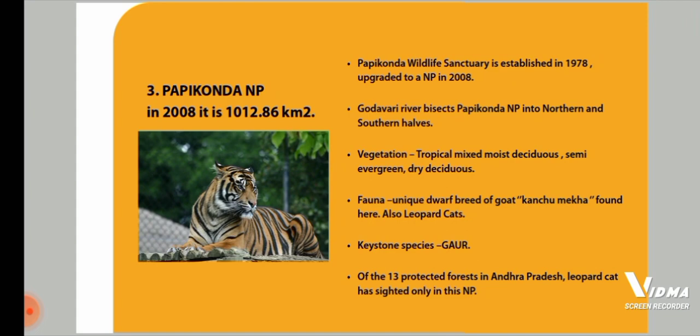The fauna is unique dwarf breed of goat, that is Kanju Megha, and also the leopard cats. The keystone species is gaur. Of the 13 protected areas in Andhra Pradesh, leopard cat has been sighted only in these national parks.